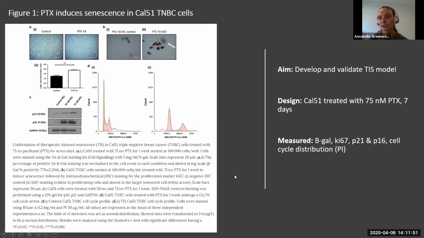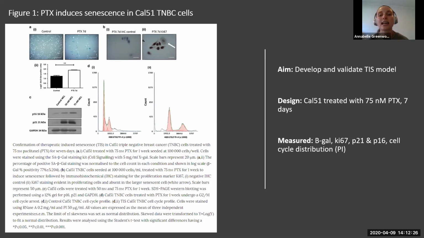Cool. So if everyone's all good with that, I will go straight into figure one. Figure one: PTX induces senescence in Cal51 triple negative breast cancer cells. The aim here was to develop and validate their TIS model. What they did is they treated the Cal51 cells with 75 nanomolar PTX for 7 days, and then they measured 4 markers that indicate senescence.